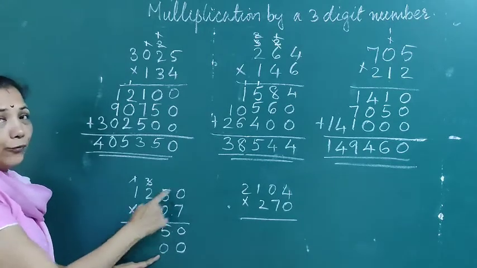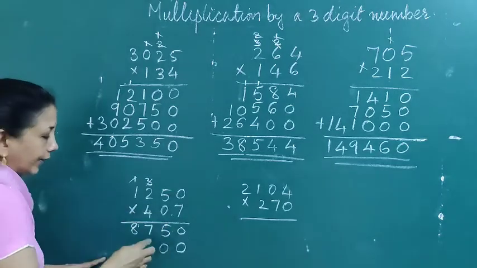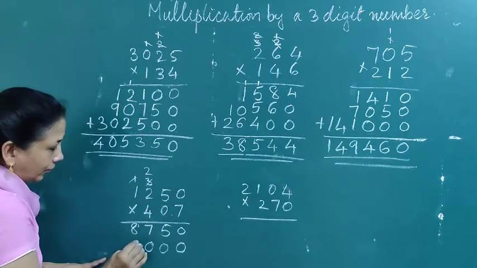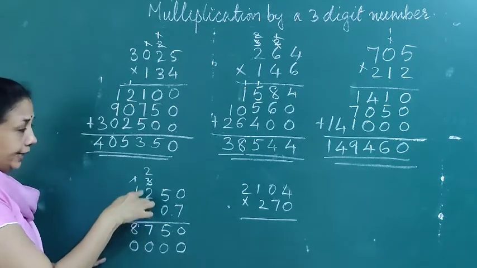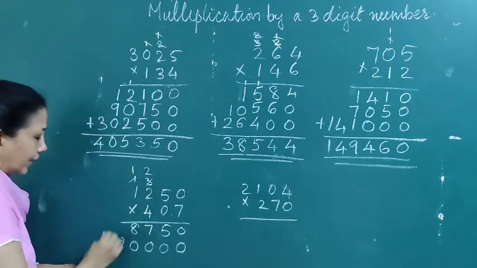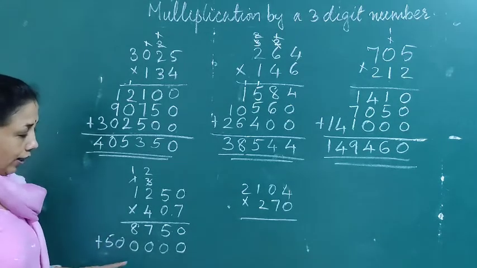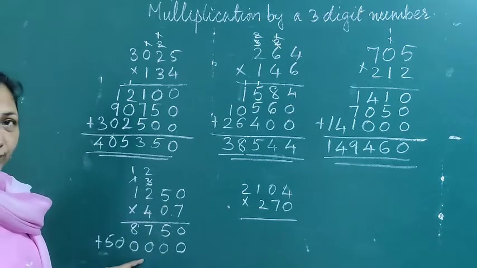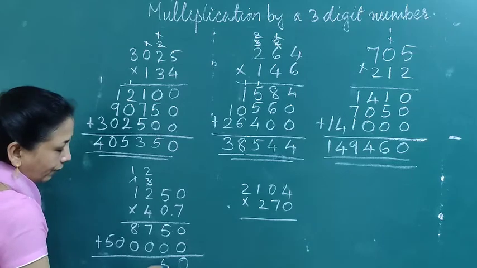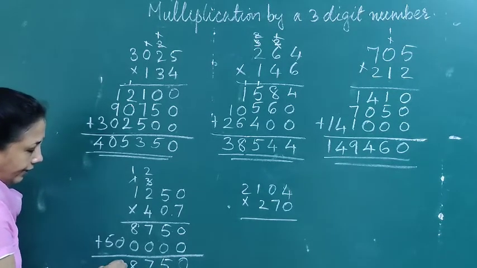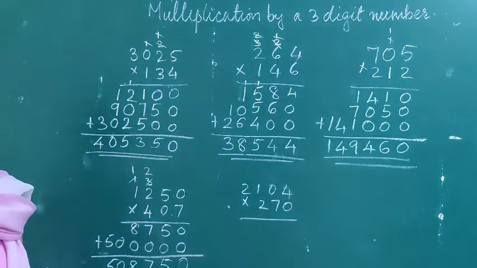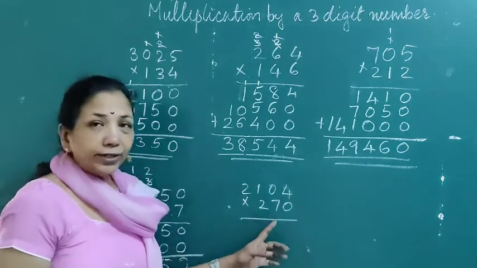Now multiply with the 4. Hundreds place. 4 0 is 0. 4 5s are 20. 2 0. 4 2s are 8. 8 plus 2, 10. 1 carry 0. 4 1 is 4 plus 1, 5. Now add these two. Because second digit was 0. Tens place was 0. So here only 2 place will come. Okay. 0, 5, 7, 8, 0, 5. We are getting 5,08,750.